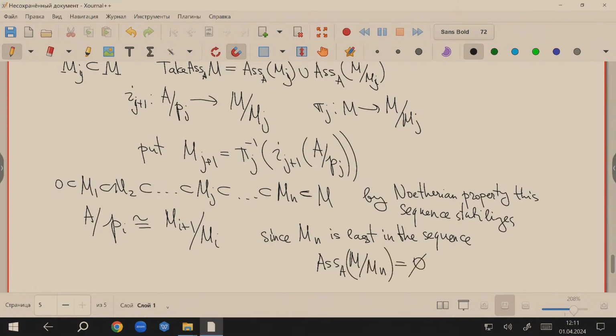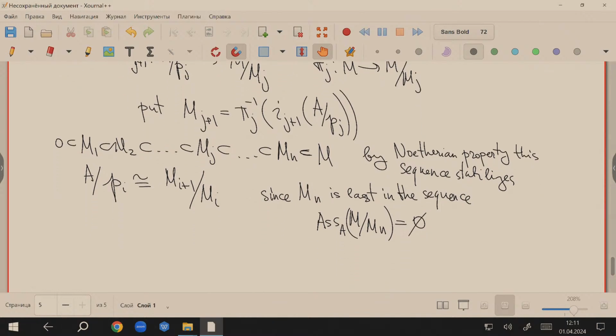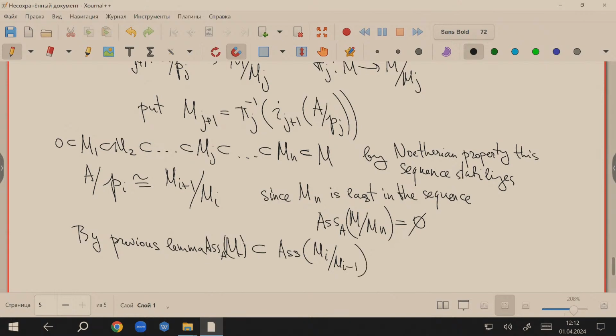I mean, when A is non-Noetherian, this can happen. And this implies, by our previous lemma, that the set of associated divisors of M is contained in the union of associated divisors of Mi modulo Mi-1, which is the union of the Pi's and is finite. So you have this kind of thing.